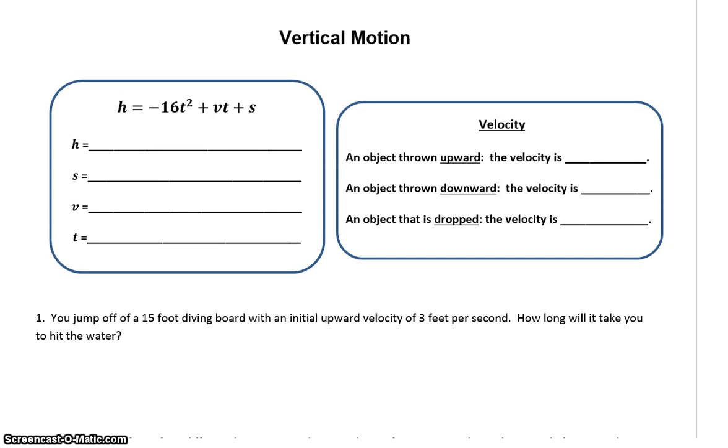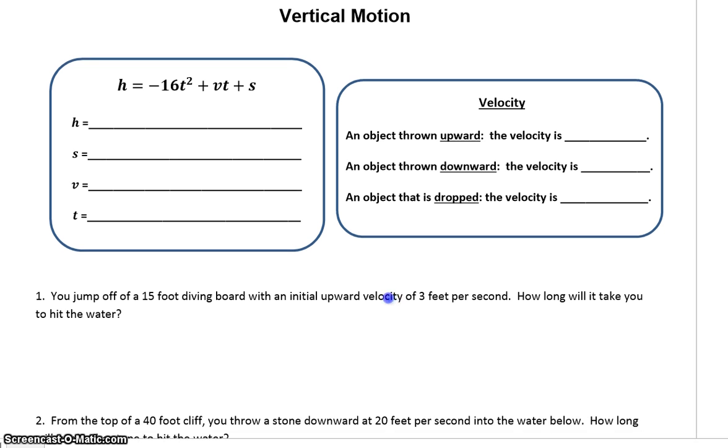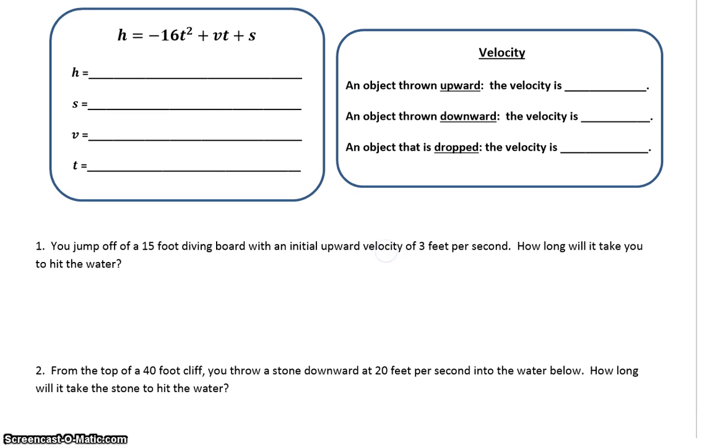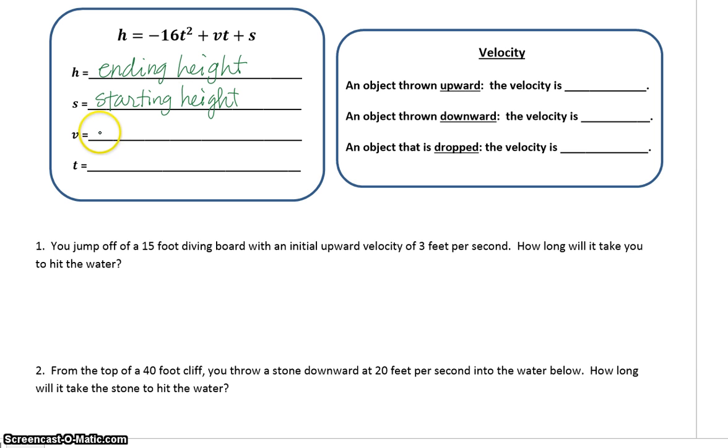Today we're going to talk about vertical motion. So it's the importance of quadratics. What can we use quadratics for? Well, if you use the equation h equals negative 16 t squared plus vt plus s, where h is the ending height, s is the starting height, v is the velocity, and t is the time, you can use this equation for some real-life problems here.